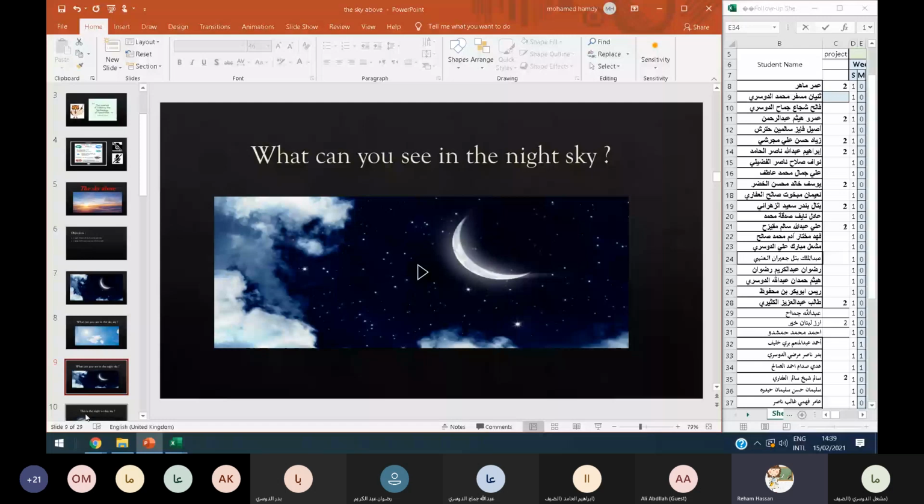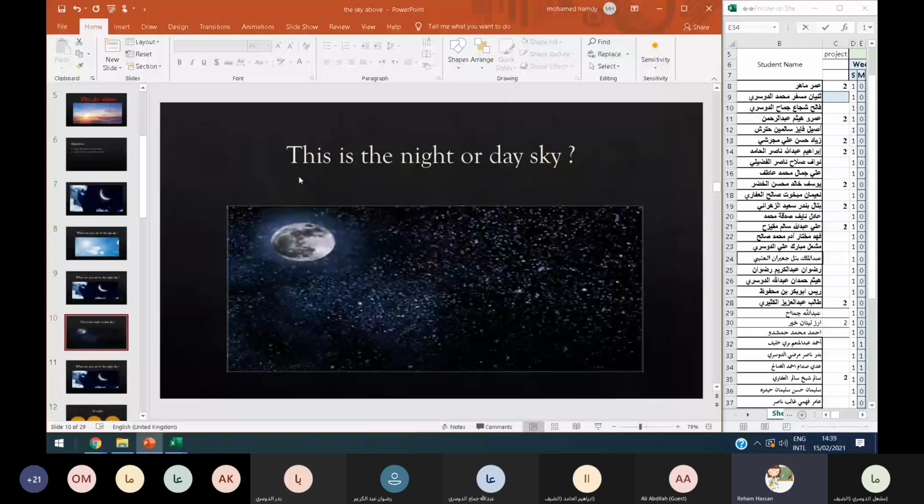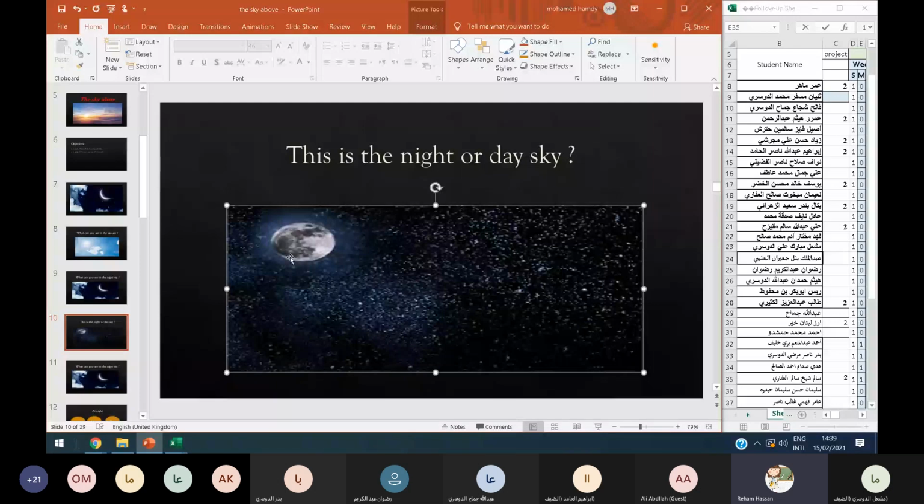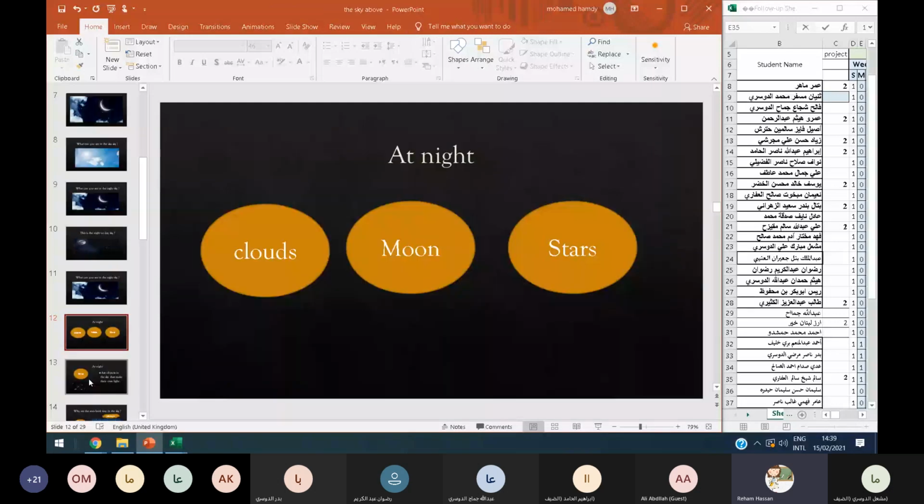So again, look at this picture and tell me, is this the night sky or the day sky, Salim? Night sky. Yes, it is the night. How do you know? Because now you can see the stars. Yes, the stars. Amazing. Thanks a lot, honey. Super boy. So at the night, we can see three things. We can see the clouds, moon, and stars.